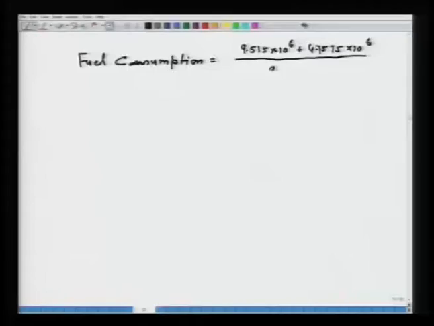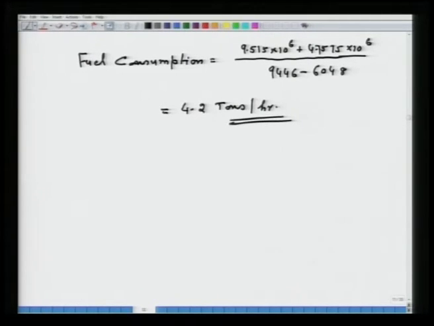So, that much amount of heat is required per unit of time. Available heat is only 9446 minus heat to POC 6048. So, fuel consumption is coming to 4.2 tons per hour. That is the answer for part A.